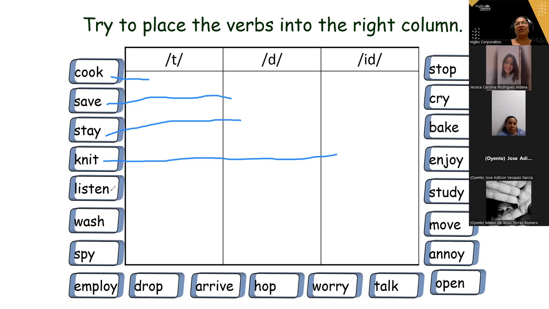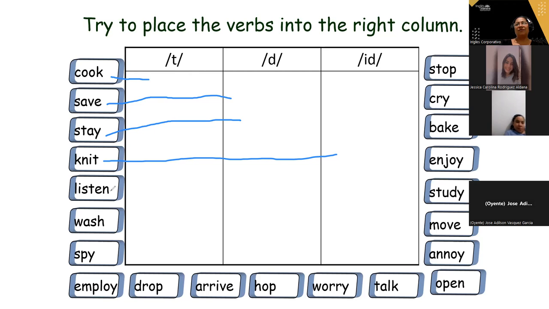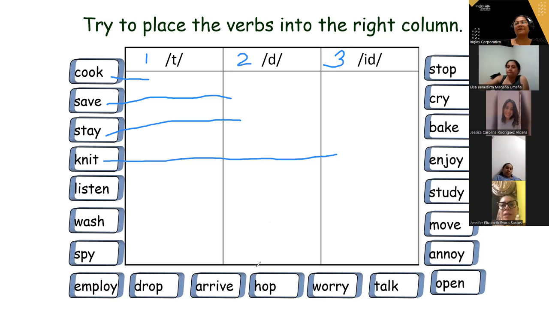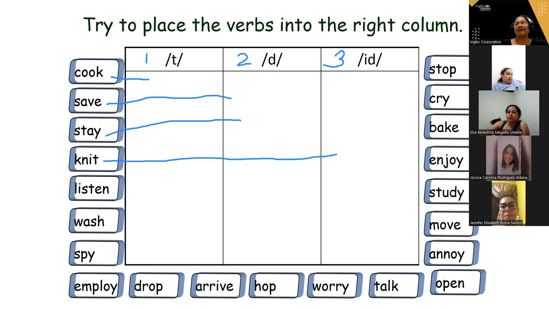Okay, now you tell me where listened goes. T, D, ID. One, two, or three. Listen. Learn two. Number two. Okay. In two. That is correct.